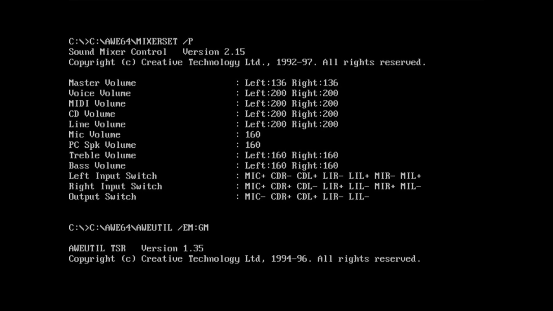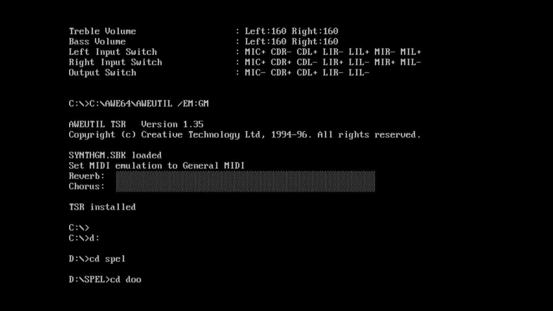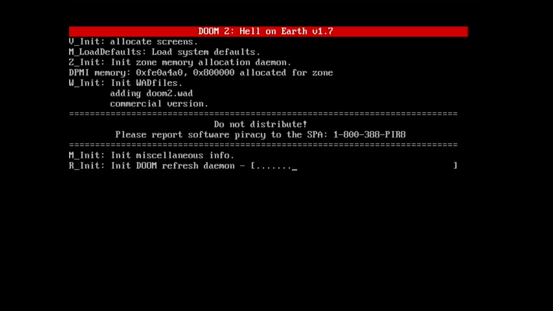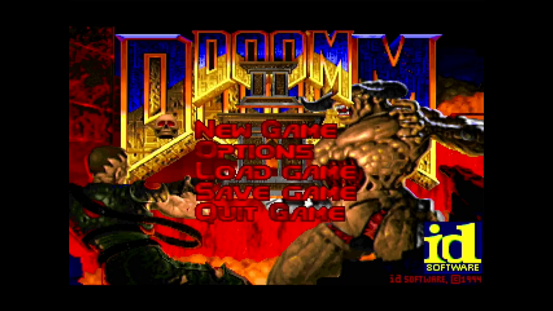Loading the sound font. So now let's go to games and Doom 2 again. Instead of just running Doom straight up, we're gonna change the memory extender to DOS32A and then type Doom 2. And now Doom is running and playing.